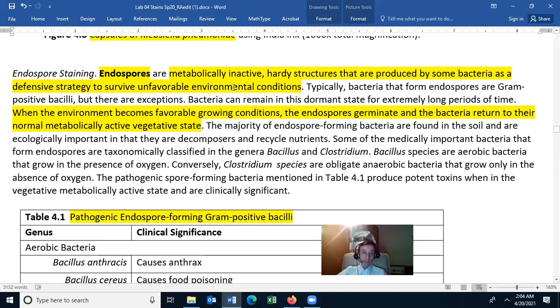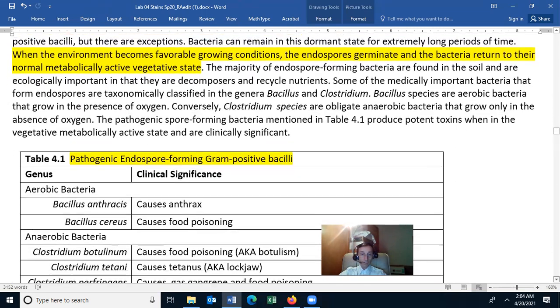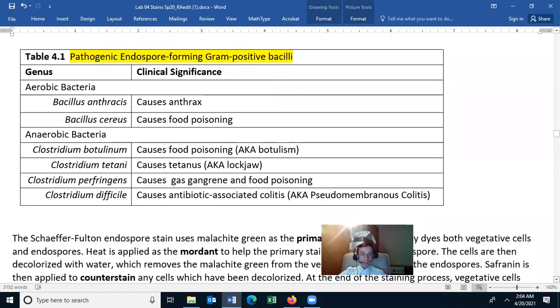Now remember that an endospore is a structure the cell makes for survival. It is not a reproductive structure, as one parent cell makes one endospore. That is not reproduction. And then the parent cell dies. The cells which tend to make endospores tend to be in two families, the family of Bacillus and the family of Clostridium. And this table shows you some of the common endospore forming bacteria.